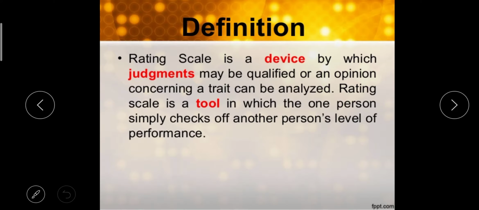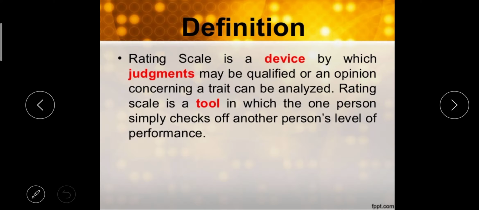Rating scale is a device by which judgment may be qualified or an opinion concerning a trait can be analyzed. Rating scale is a tool in which one person simply checks off another person's level of performance. I think this is something everyone has experienced. Whenever you order something from a website, they ask you to give ratings of the product, ratings of the delivery, ratings of the website or the app. So you give out of 5, maybe 4 star, 3 star, 2 star. That is called a rating scale.